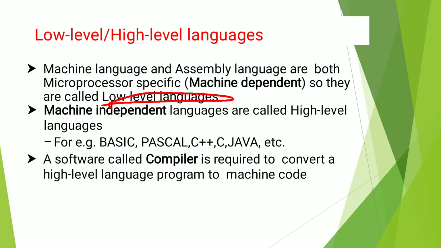Machine independent languages are called high level languages, and these are Basic, Pascal, C, C++, Java, etc. Instructions written in high level languages are called statements rather than mnemonics. In assembly language it is mnemonics, and in high level language it is statements. A program that translates a high level language program into a machine language program is called a compiler.